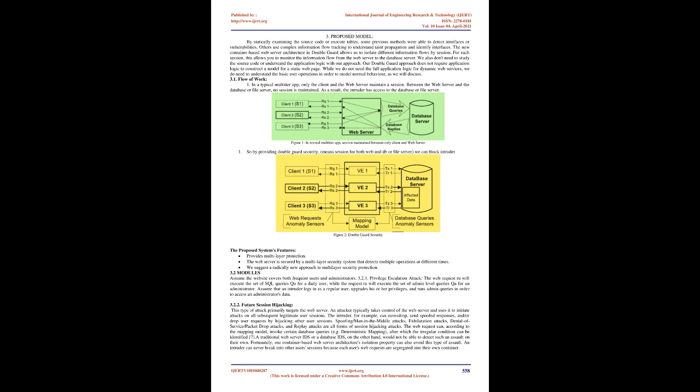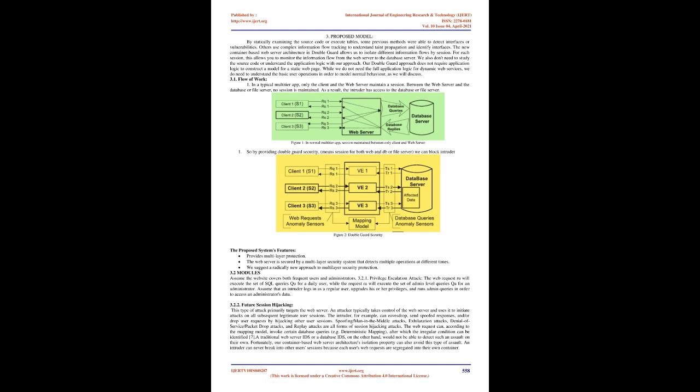3. Proposed model. By statically examining the source code or executables, some previous methods were able to detect intrusions or vulnerabilities. Others use complex information flow tracking to understand taint propagation and identify intrusions. The new container-based web server architecture in DoubleGuard allows us to isolate different information flows by session. For each session, this allows you to monitor the information flow from the web server to the database server. We also don't need to study the source code or understand the application logic with our approach. Our DoubleGuard approach does not require application logic to construct a model for a static web page. While we do not need the full application logic for dynamic web services, we do need to understand the basic user operations in order to model normal behavior, as we will discuss.